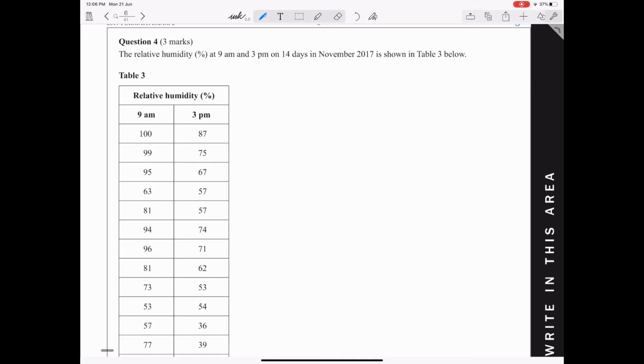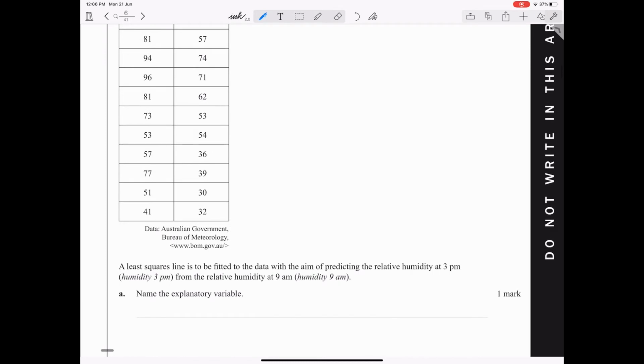Question 4. The relative humidity percentage at 9 a.m. and 3 p.m. on 14 days in November 2017 is shown in Table 3 below. A least squares line is to be fitted to the data with the aim of predicting the relative humidity at 3 p.m. from the relative humidity at 9 a.m. Name the explanatory variable. So in the question here it says a least squares line is to be fitted with the aim of predicting the relative humidity at 3 p.m. So if you're predicting something, that's going to be a y variable, which is your response variable, from the relative humidity at 9 a.m., x. So from the relative humidity at 9 a.m., x, which is your explanatory variable.